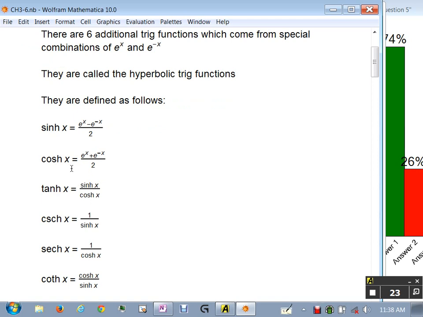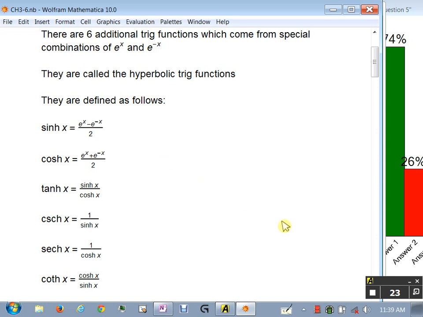The cosine hyperbolic is the same as the sine hyperbolic. You'll hear me say sine hyperbolic and hyperbolic sine. I switch the order of where I put the hyperbolic. It really just depends on you. Either way, people understand what you're saying. So this one is almost the same as this one, except this one has a plus. The cosine hyperbolic has a plus in between. This one has a minus.